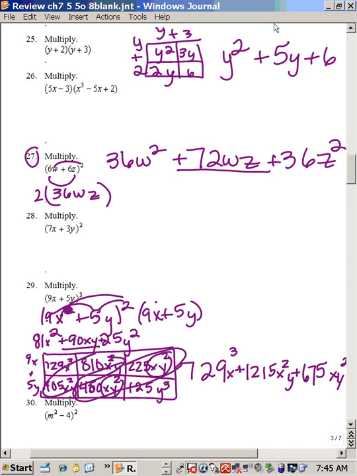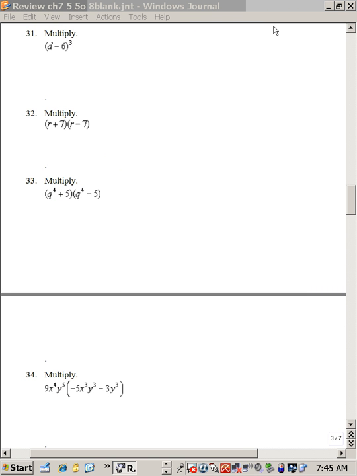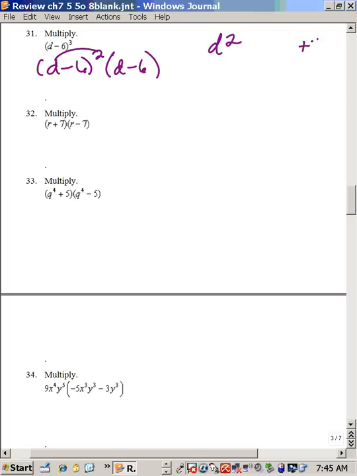All right. Number 31. We have a very similar problem, but it looks a little bit easier. It looks like we're not going to have such difficult numbers. So I'm going to take d minus 6 and square it, and then I'm going to do one more d minus 6 after that. So square these. Square the d, I get d squared. Square the negative 6, that gives me plus 36. That is negative 6d. Double that, and that gives me minus 12d. Okay, then I need to multiply that by d minus 6.